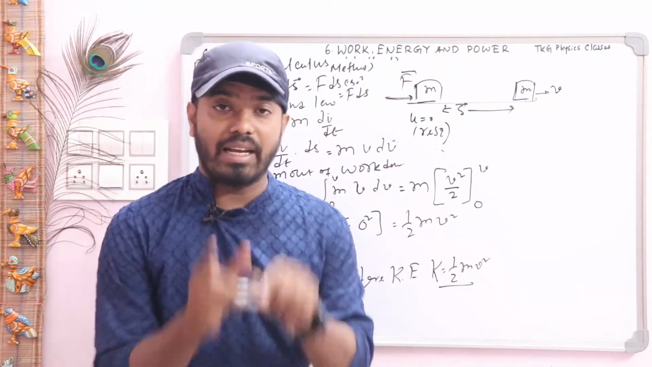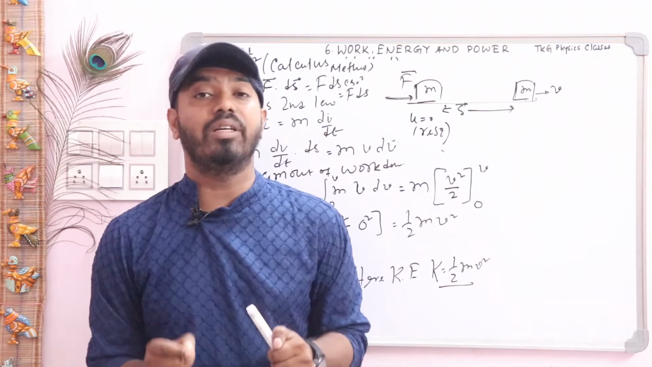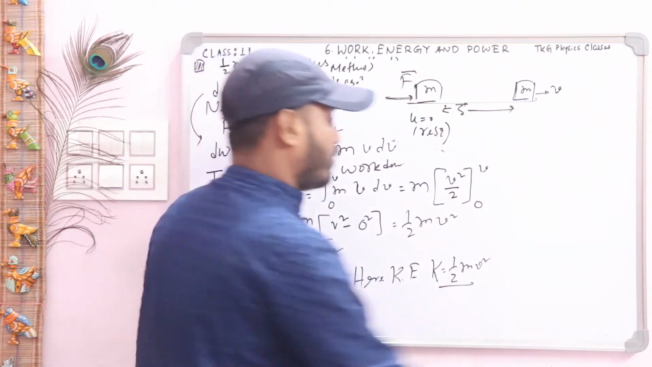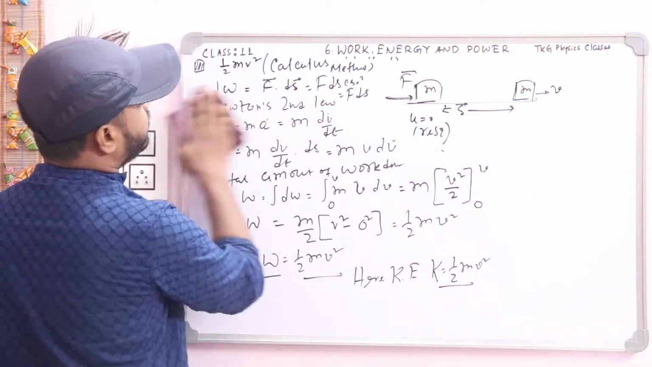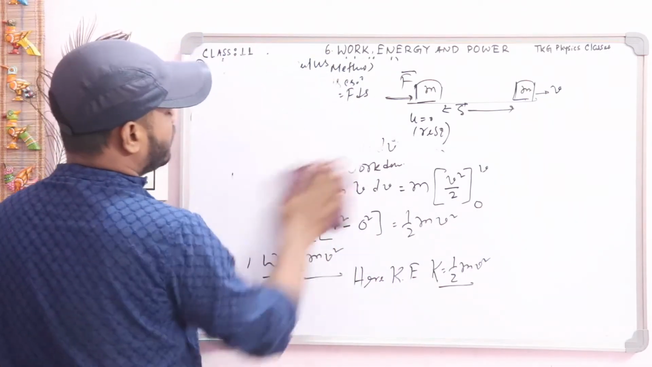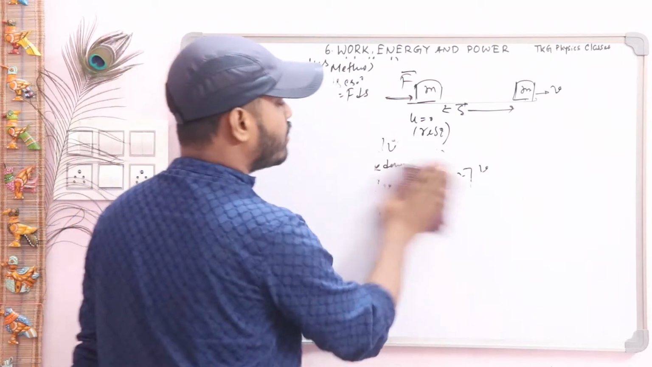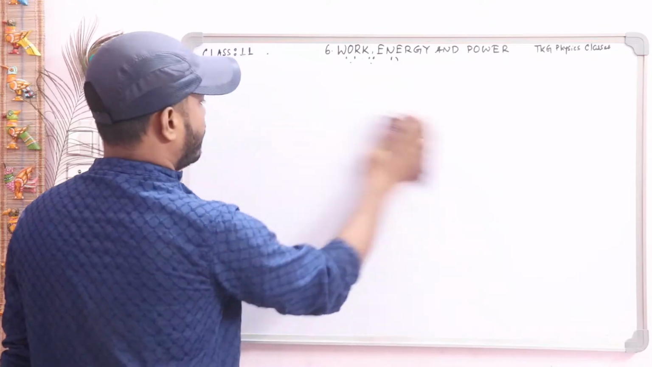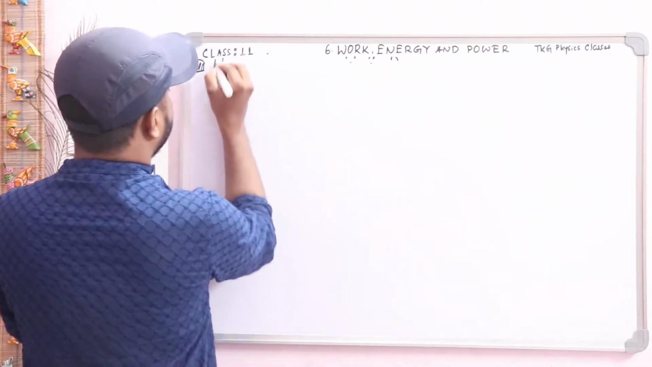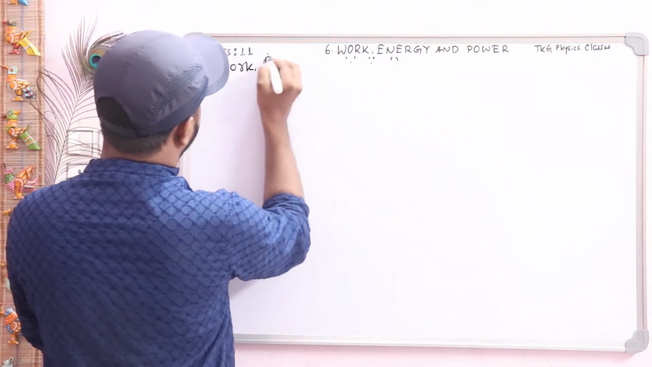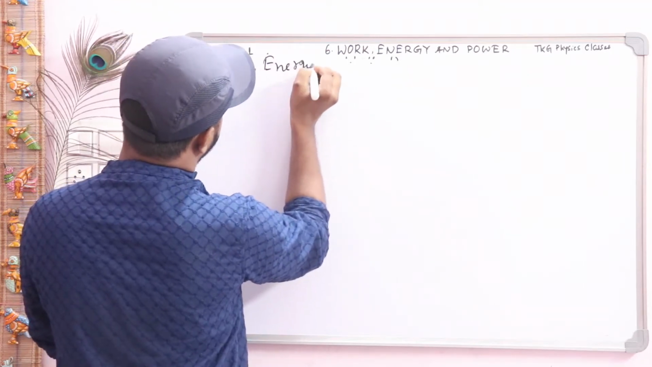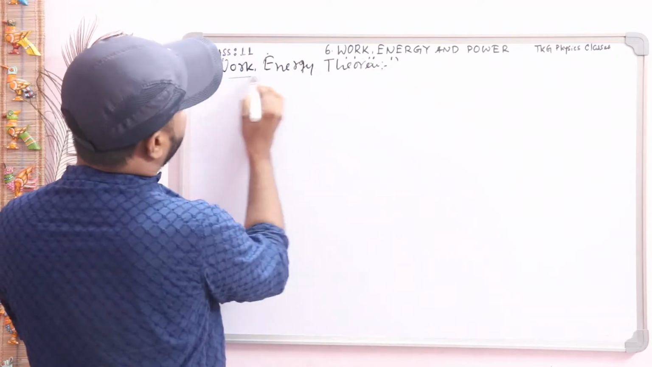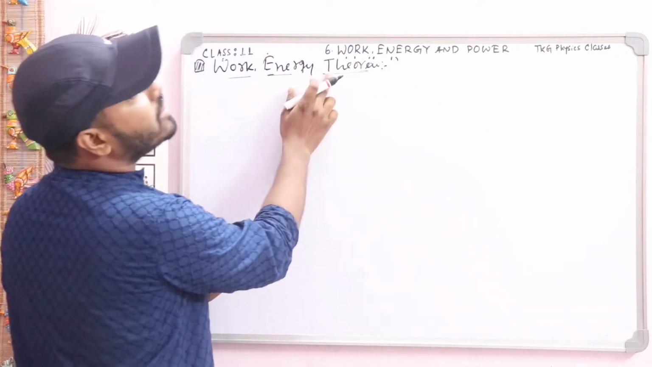Now we will discuss another important part, that is the theorem which is named the work energy theorem. Write it. So keep the heading work energy theorem. Next part, that is the work energy theorem, and after that we will solve some important numericals related to it. So next, write work energy theorem.